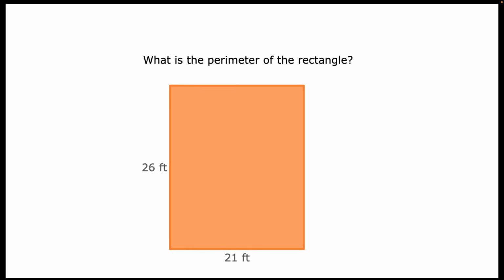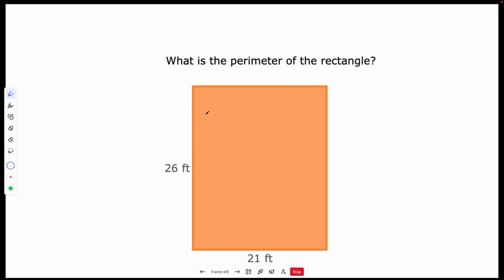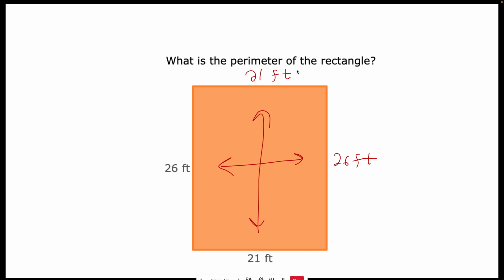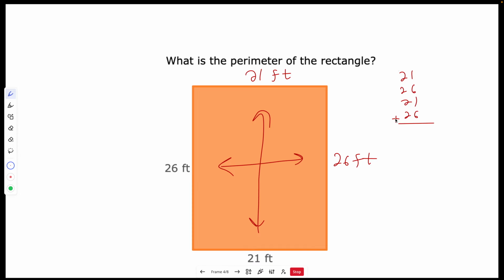So this is a rectangle, and hopefully we realize that even though we don't have all the sides, in a rectangle, this side and this side are exactly the same. So that means this is 26 feet, and similarly here, 21 and 21 feet. And now we just find the distance around this object, we just add up all the numbers, right? So 21, 26, 21, 26. You can do that by hand, in your head, or with a calculator. When you do that, you should get 94 feet, and this is the perimeter, the distance around the rectangle.